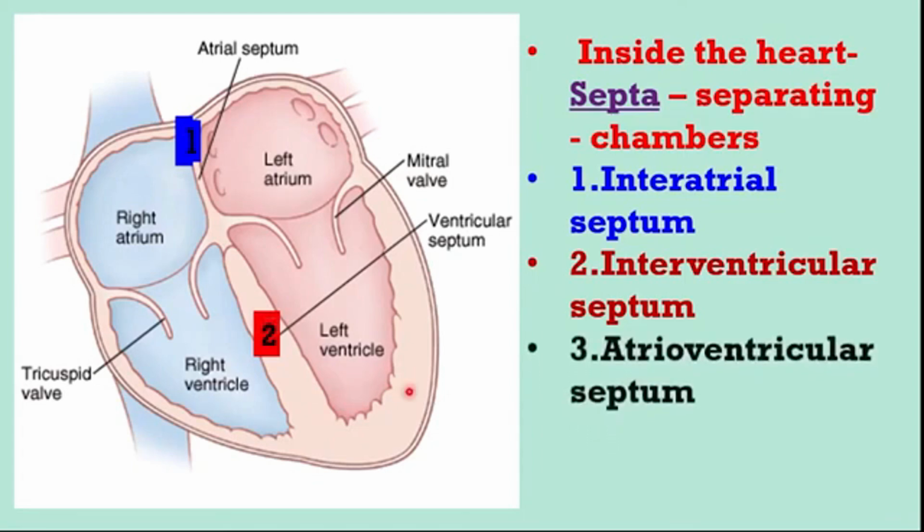The next septum is the atrioventricular septum. As the name itself indicates, this septum is present between the upper chambers, the atria, and the lower chambers, the ventricles. Here there is the atrioventricular septum. This is a membranous septum and it bears atrioventricular pores.